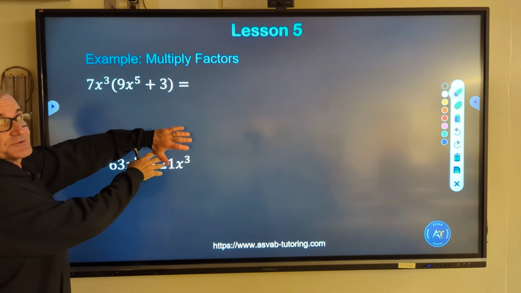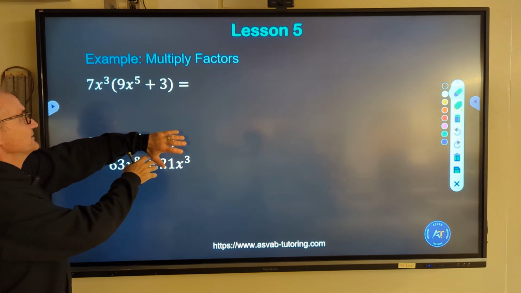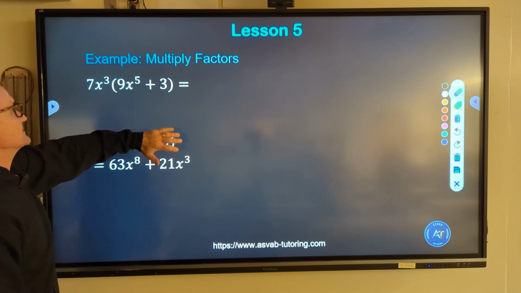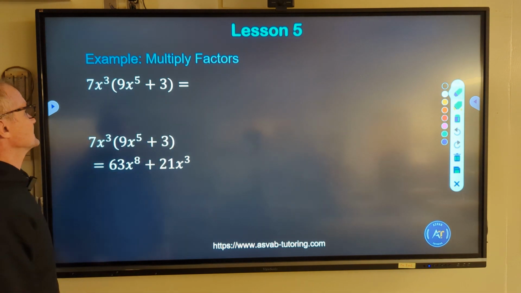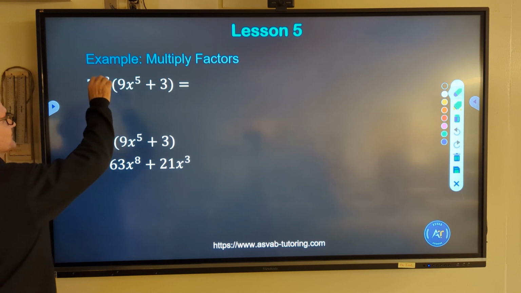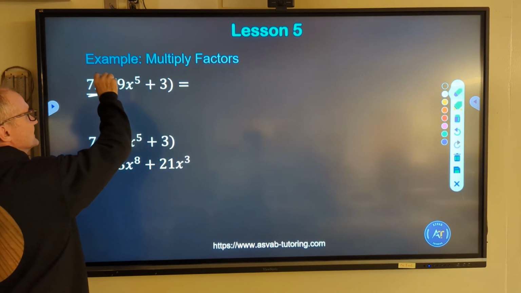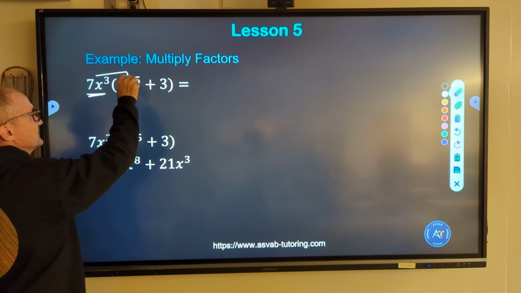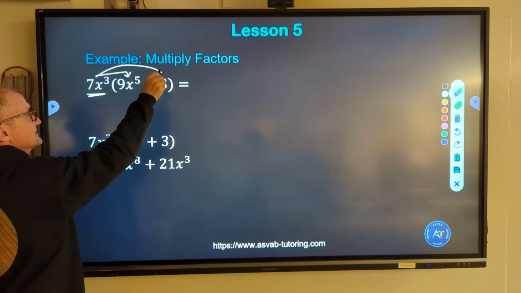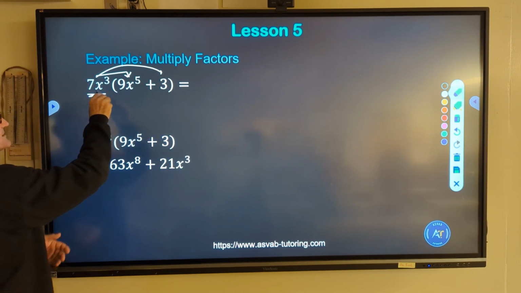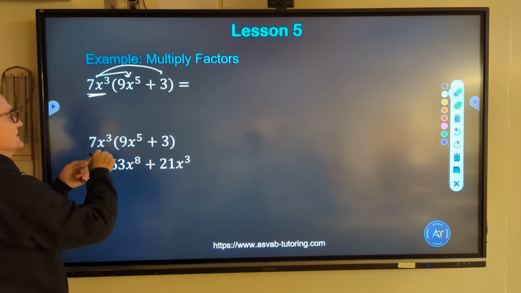Okay, here's multiplying factors. So there's a lot of stuff here. We got to multiply our variables together, multiply our numbers together. Remember our rules of exponents. So the way I do this to multiply factors is I got to take this thing right here and multiply it through this whole quantity. So I'm going to multiply it through this thing and then multiply it to this thing after the addition or subtraction. So I'm going to take 7x to the 3rd times 9x to the 5th.